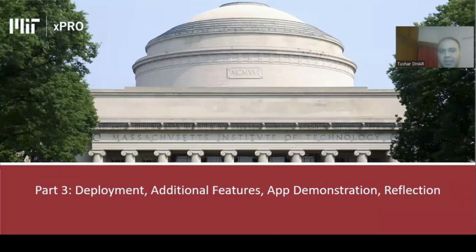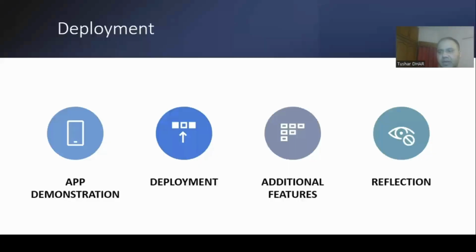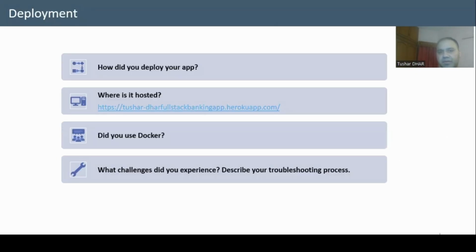This is part 3 of the Bad Bank capstone presentation, and in this section, we are covering app demonstration, deployment, additional features, and reflection. After development of the full stack Bad Bank application, it was deployed to Heroku. Let's move over to Heroku to test the live app.